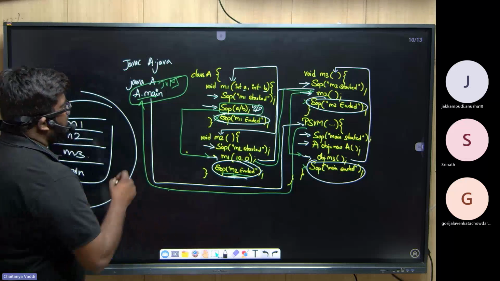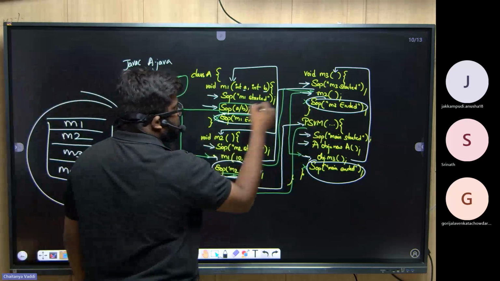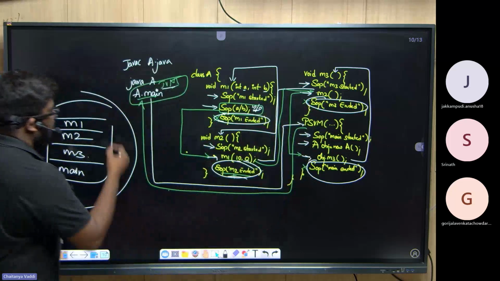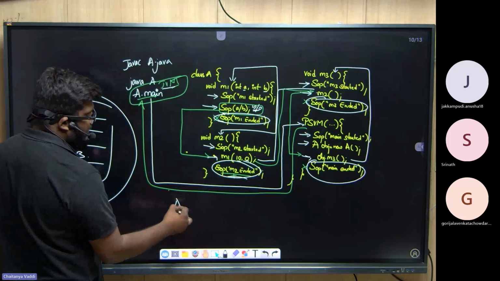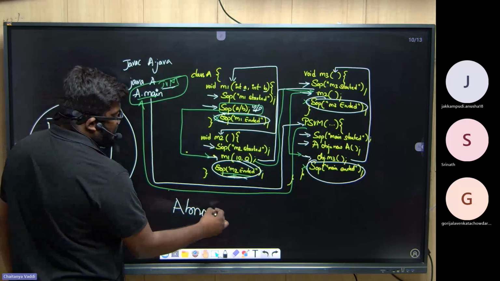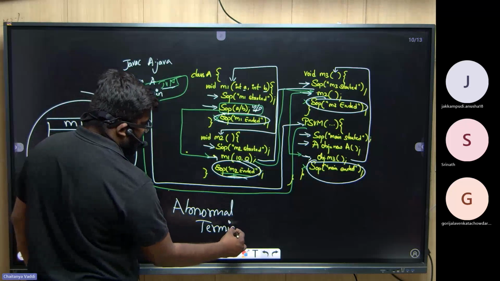So when it came back here, it will stay here, and these lines of the code are still pending. All these methods will still be here, and whenever this happens, we call this abnormal termination.